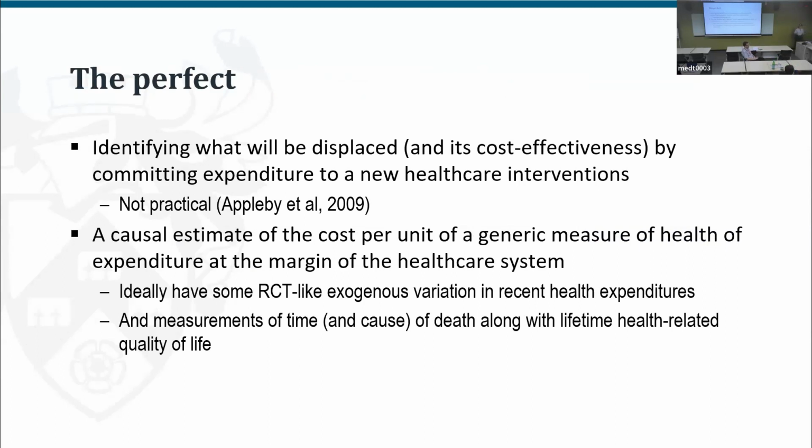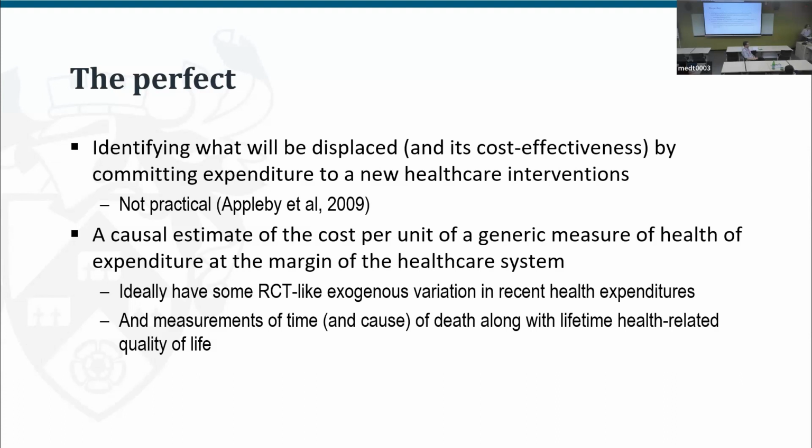So we need a generic measure of health, obviously QALYs or DALYs, because this allows us to compare between different healthcare interventions, some of which might prevent premature mortality and others which might have effects on morbidity but not have any sort of survival or mortality effect. And ideally, we would have some kind of randomized control, like exogenous variation in recent healthcare expenditures. And we would have measurements of time and cause of death along with lifetime health-related quality of life.